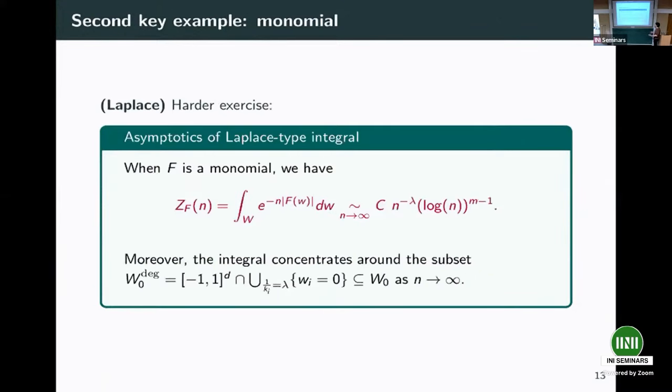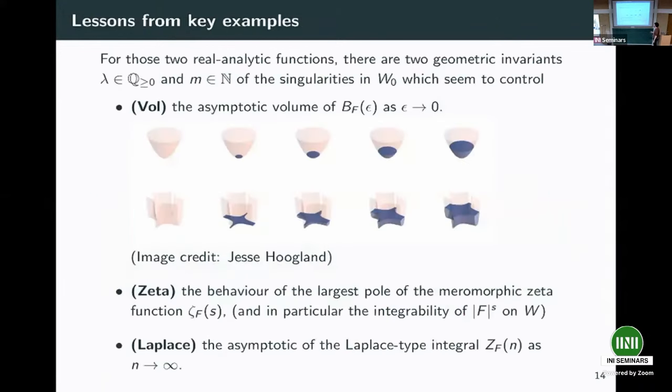And here's another exercise, which is the asymptotic of the Laplace type integral in this case. So when f is a monomial, you look at this integral. Then again, when n goes to infinity, this is a constant times n to the minus lambda times log n to the m minus 1. And again, the integral concentrates somewhere around the same set.